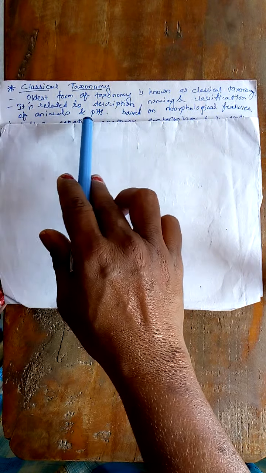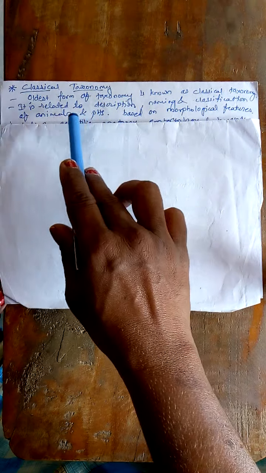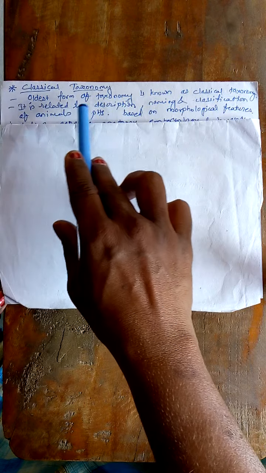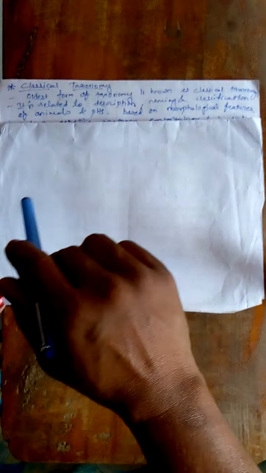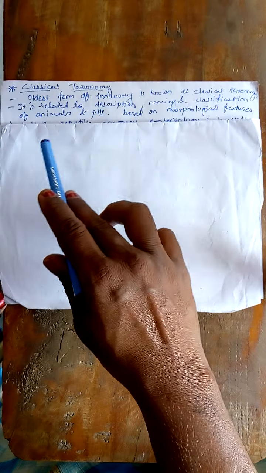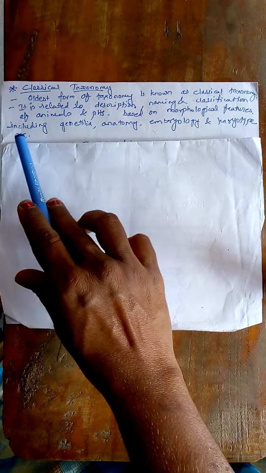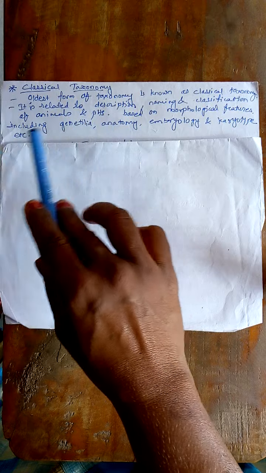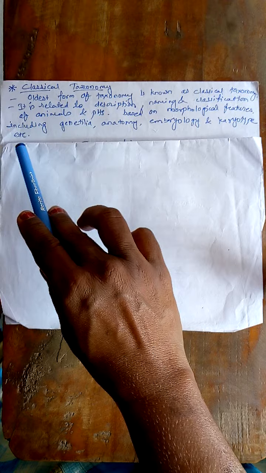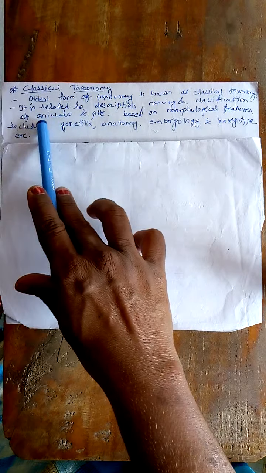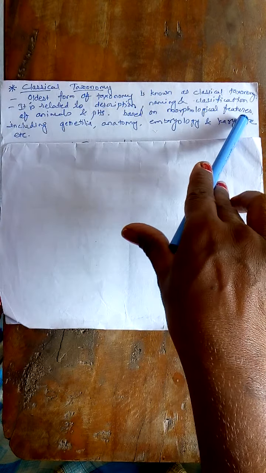Means both plants and animals. This classical taxonomy is related with the description, naming and classification of plants and animals. And this classification is based on morphological features, including the genitalia in case of animals, then anatomy, embryology and karyotype, etc. So when we classify animals, we study some of the morphological features.